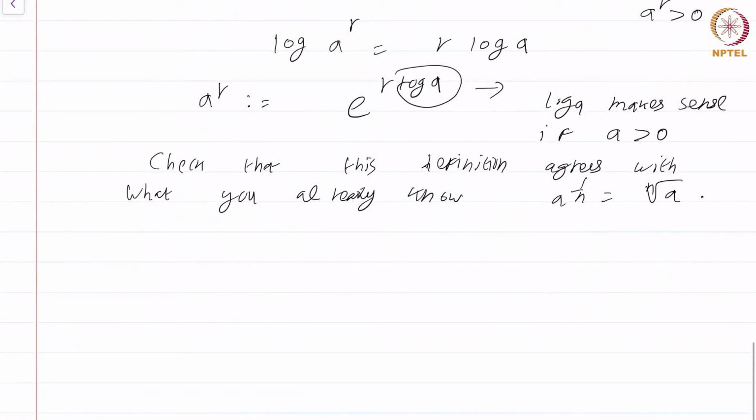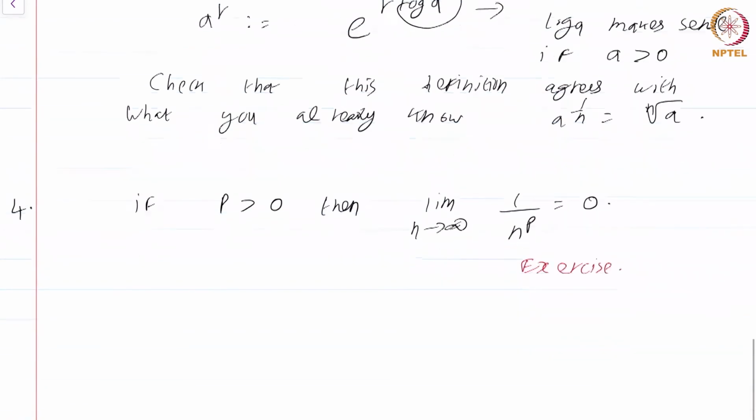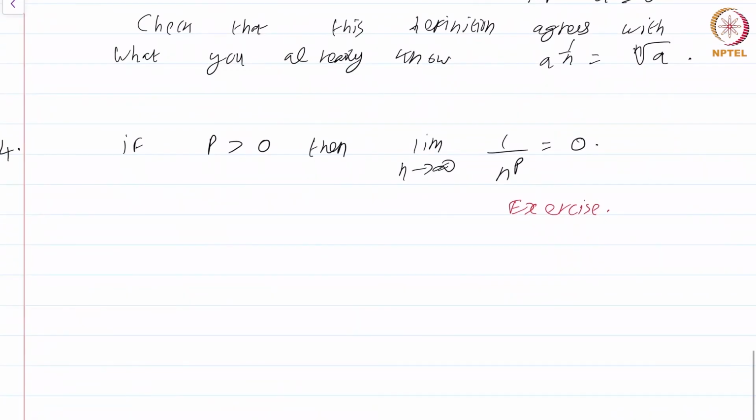So now let me give some more examples of special sequences. This is example number 4, I believe. If p is greater than 0, then the limit as n goes to infinity of (1 by n) power p is equal to 0. I'm going to leave this as an exercise for you. This is not at all hard. We have already seen what happens when p is 1 and when p is 2. Similar remarks will apply even for p being any real number greater than 0. So that's one more example that I want you to do as an exercise.